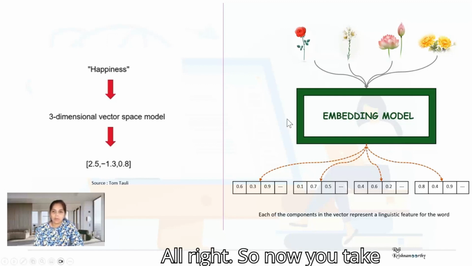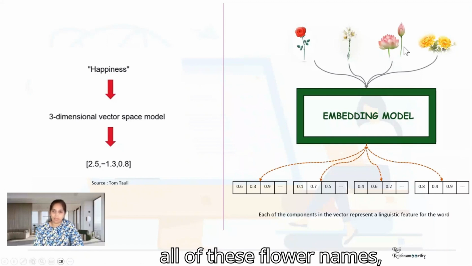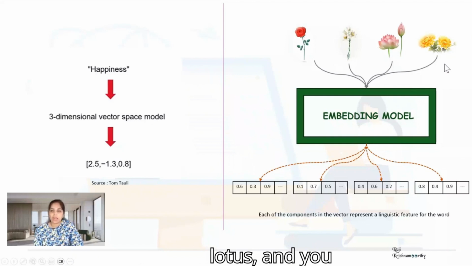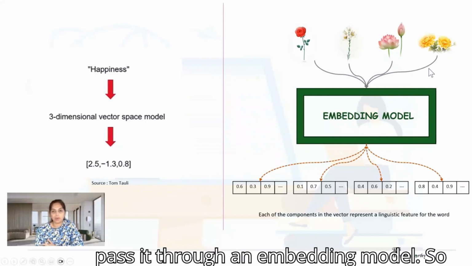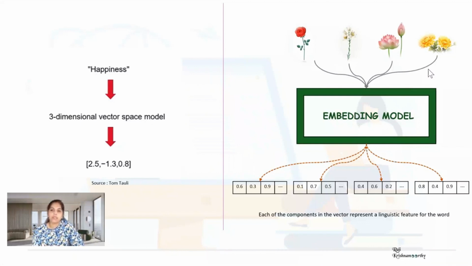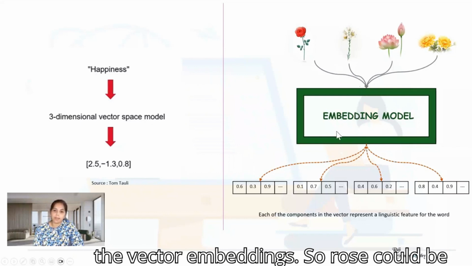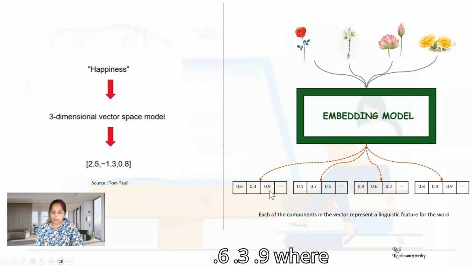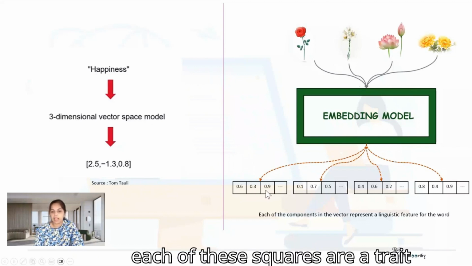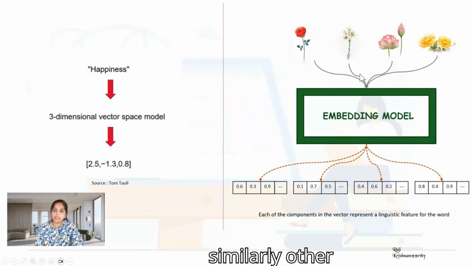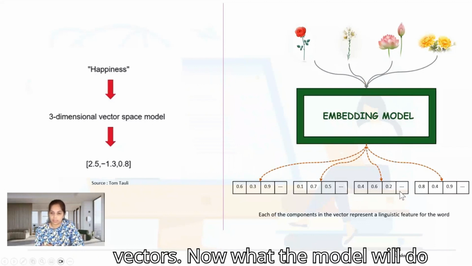All right. So now you take all of these flower names: rose, lily, lotus, and you pass them through an embedding model. The embedding model is the one which creates the vector embeddings. So rose could be converted into an array like 0.6, 0.3, 0.9, where each of these numbers is a trait of the rose flower. Similarly, other flower names are also converted into vectors.